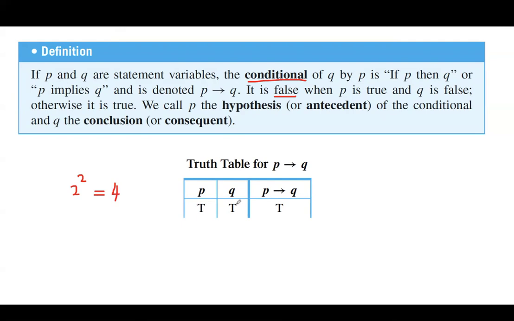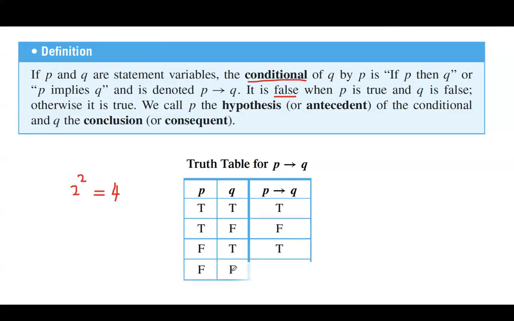P can be true, Q can be true. True then true is true. P can be true, Q can be false. True then false is always false. P can be false, Q can be true. False then true is always true. And both of them can be false. False then false is a true statement.